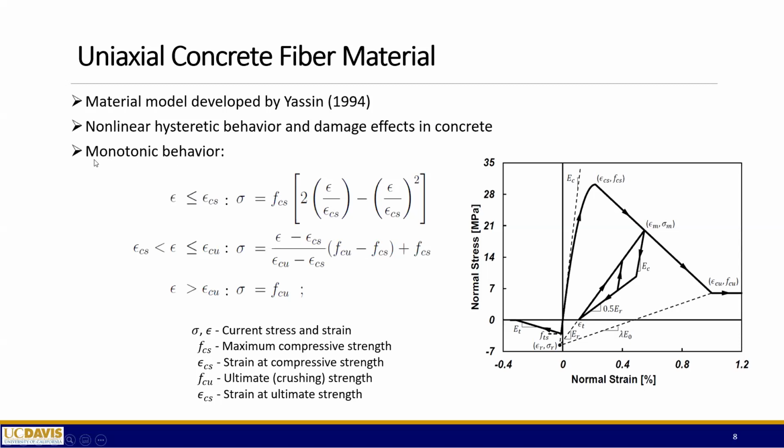First of all, the monotonic behavior of this model is defined using three equations. As you can see, on the compression side, the response is divided into three parts: when the strain is before the peak strength, from the peak strength to the ultimate strength, and at ultimate strength. Those three equations define the monotonic behavior of the model. Here we have some of the parameters we're going to use for this material.